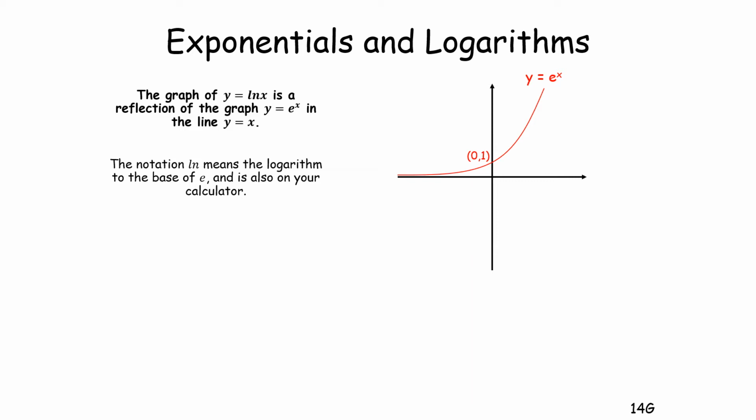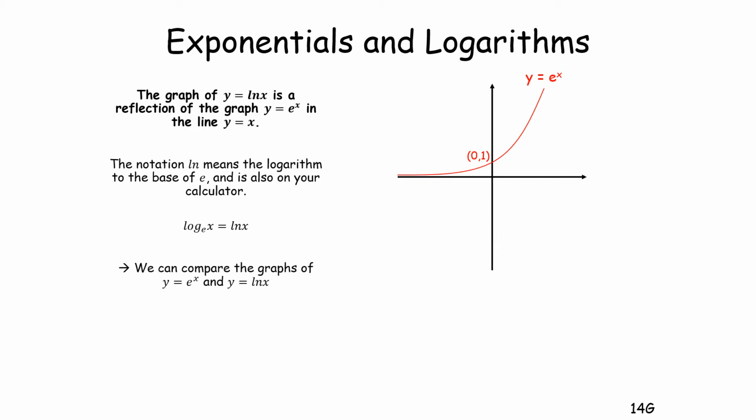Now the notation ln means the logarithm to the base of e, and is also on your calculator. Because this has a special base, rather than writing log to the base e, we just write ln. So this means natural log, base e. So log to the base e of x is ln x, or natural log x.